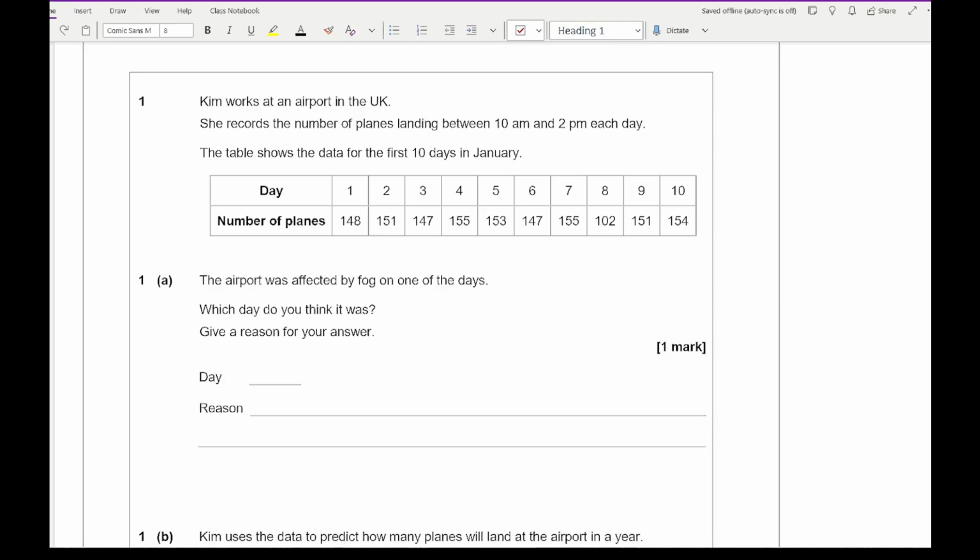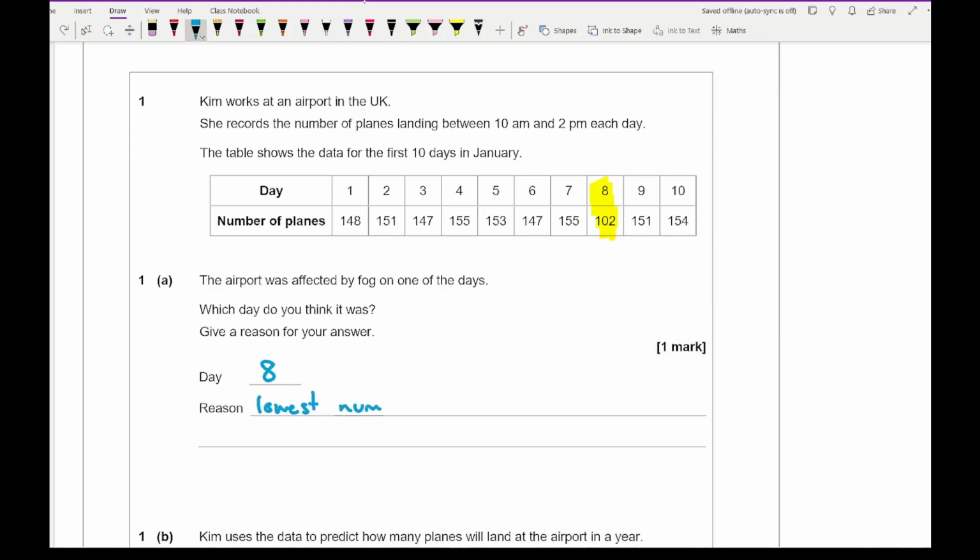So here, if it's been affected by fog, that means there's going to be less planes. So we're looking for the day where less planes landed, and that is going to be day 8. So we just need to write day 8, and the reason for that is because it's the lowest number of planes landed on that day. So again, you could go on to explain, well, if it's foggy, you would expect there to be some travel disruptions, which means there'll be less planes because the conditions will be worse.